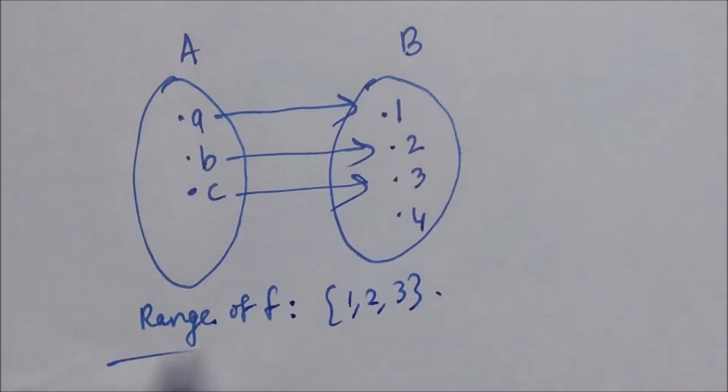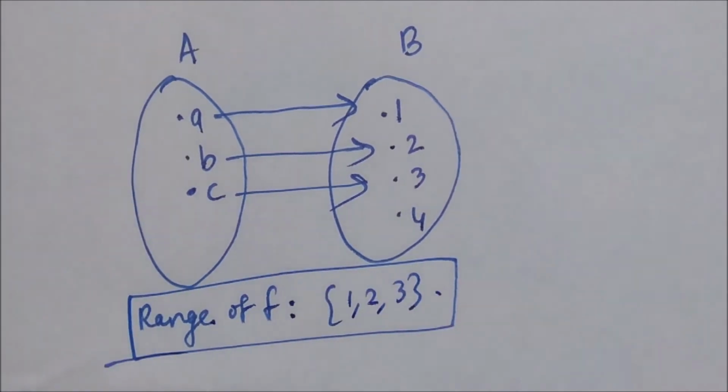Range of this function is the set 1, 2, 3 because we take the set of all the images of A, B and C. Now A has 1, so 1 is included in the range. B is mapped to 2, 2 is included in the range. C is mapped to 3, 3 is included in the range. So we consider the set of all the images of all the elements of the set A. That's what the range of the function means.